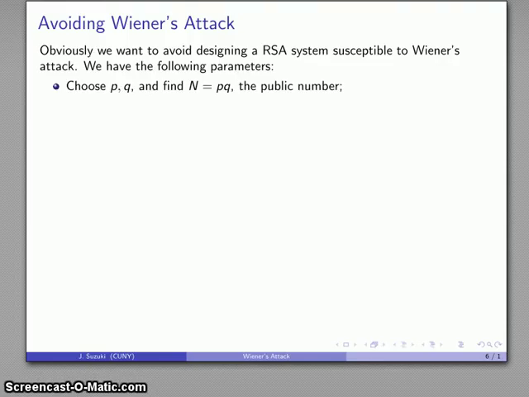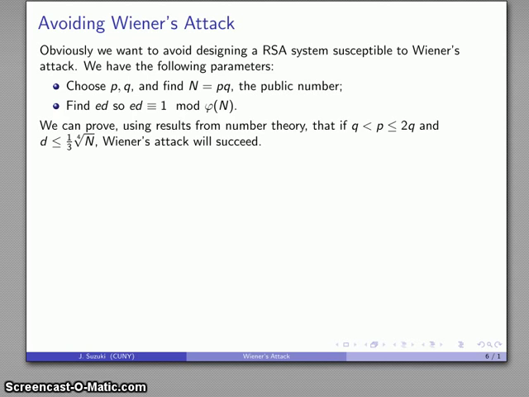So again, thinking about how we set up an RSA system, we choose p and q and find the product as our public number, find our values e and d, and it's possible to prove using results from number theory that if q is less than p is less than 2q, in other words, that p is less than twice the other prime number, and d is less than 1/3 the fourth root of n, Wiener's attack will be successful. If you pick a small decryption exponent, Wiener's attack will succeed against that type of RSA system.